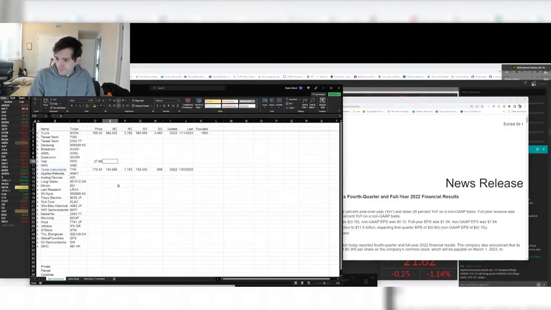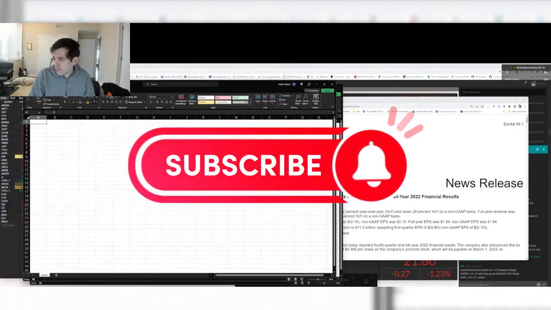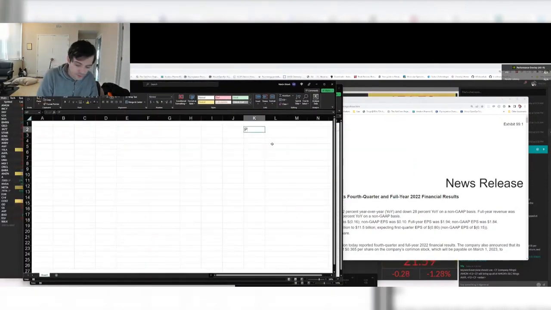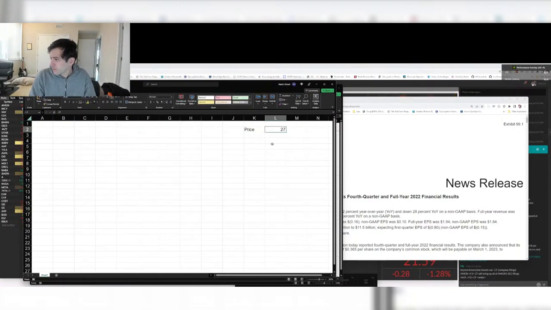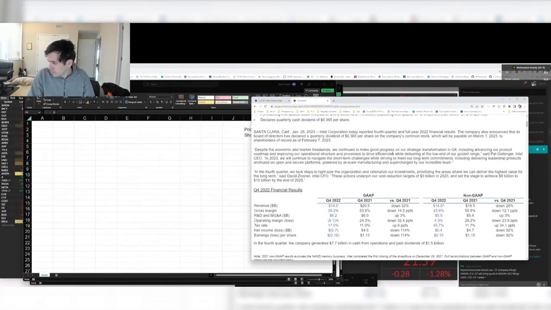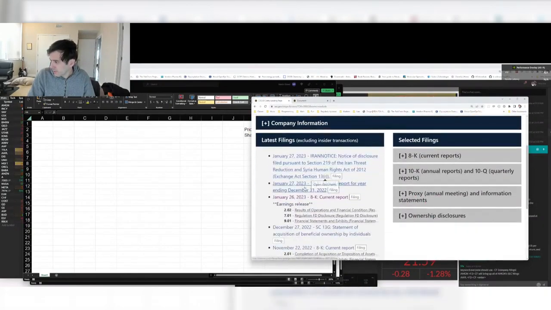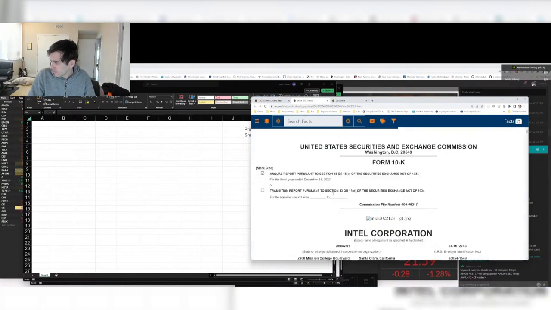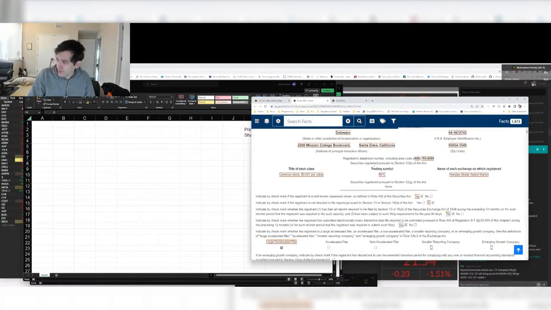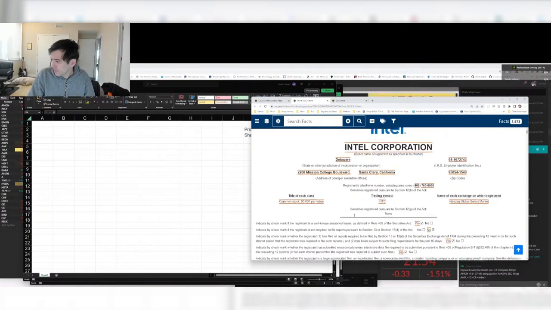Let's dive into Intel. Alright, so the way I look at it is I start with the stock price. I look at the number of shares outstanding, which you can find in a few different places. One place to find it is just the 10K. The most recent 10 filing, whether it's a 10K or a 10Q, it's usually on the first page.